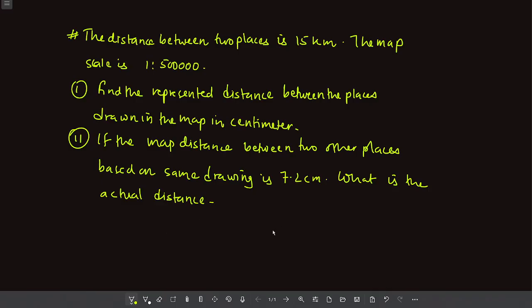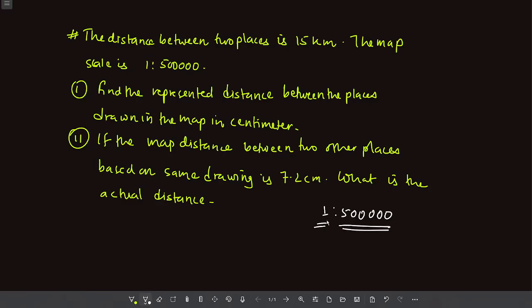So that means in map the distance is represented in centimeter, and whenever we are given some scale, like here 1:5 lakhs, in every scale the units are taken the same. We discussed earlier also, whenever we denote any values in ratios, then all those values must be expressed in the same unit in order to represent those in either fraction or in ratios.